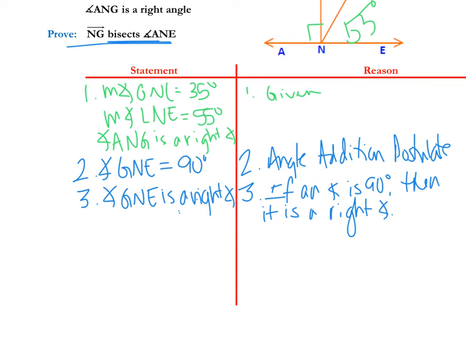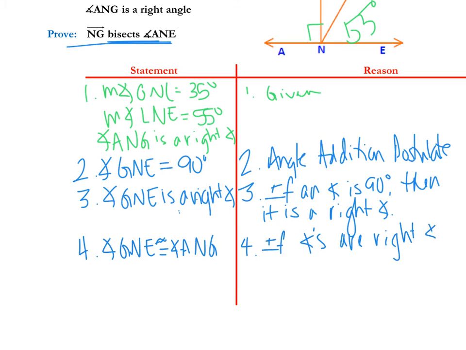So now we know that angle GNE and angle ANG are right angles. And what do we know about right angles? They're congruent. So angle GNE is congruent to angle ANG because of the right angle congruence theorem: if angles are right angles, then they are congruent.